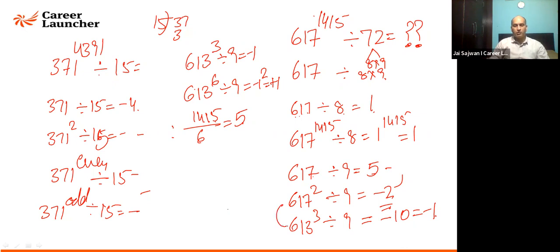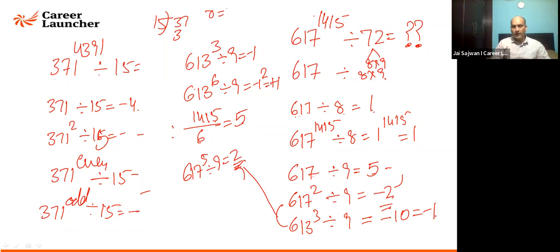I'll multiply them because with 6, the remainder is coming out to be 1. So on multiplying them, I will say 617 to the power of 5 divided by 9, remainder is +2. So I got a remainder of 2 here. What is my remainder? 2. So I hope it is clear.